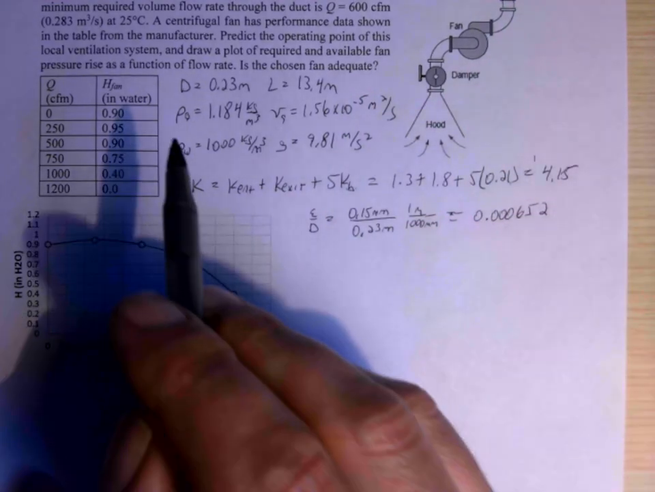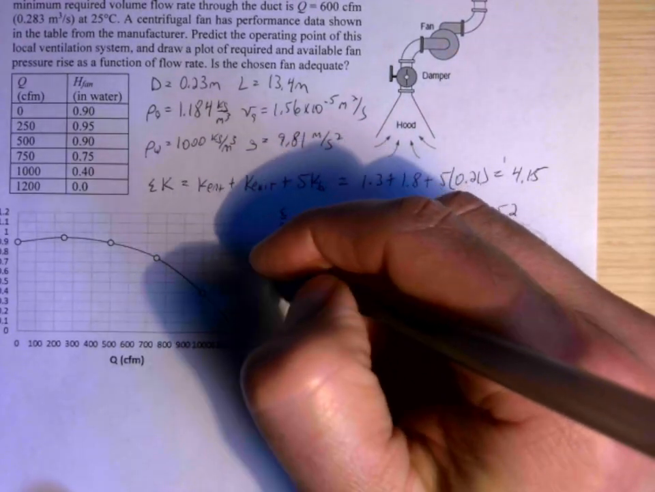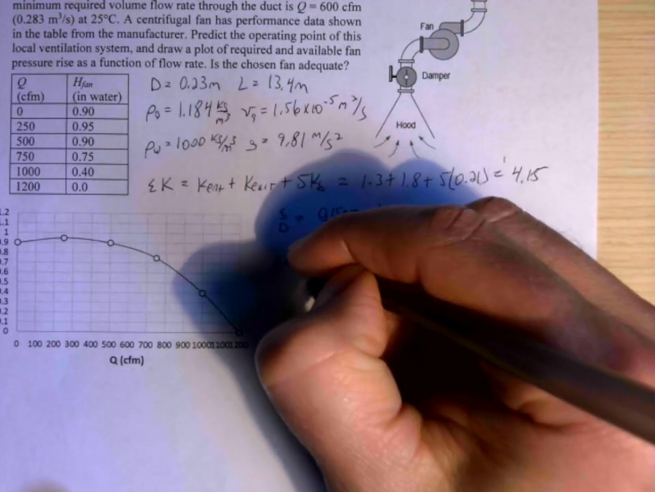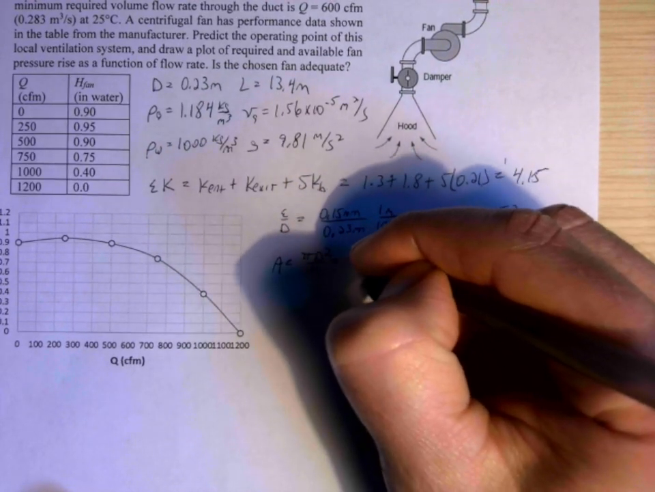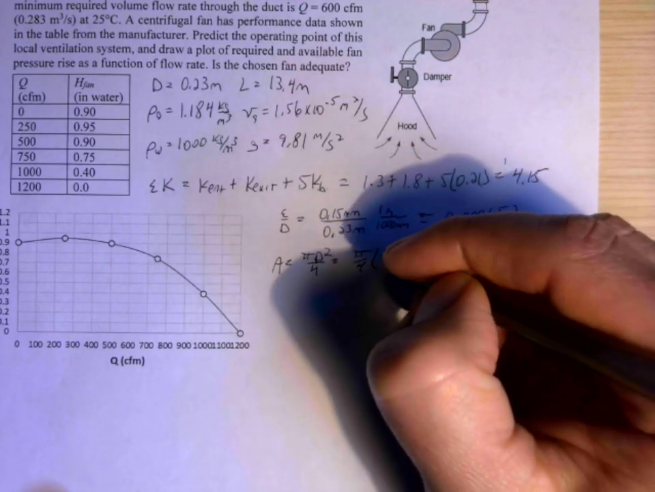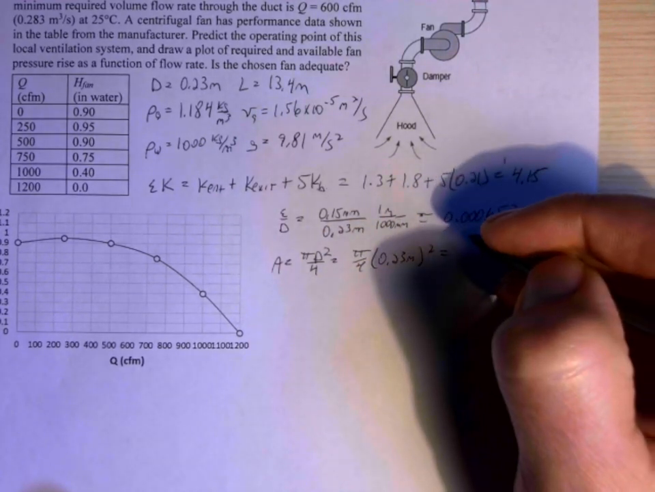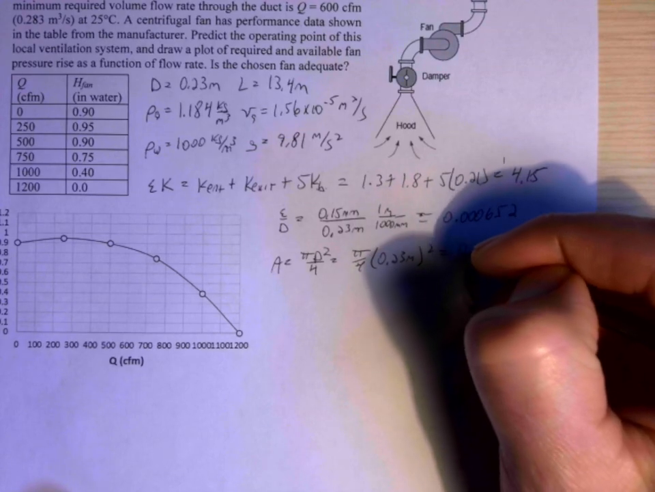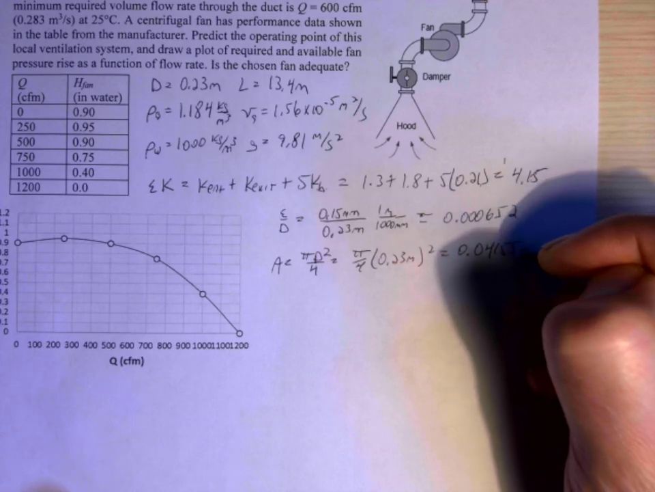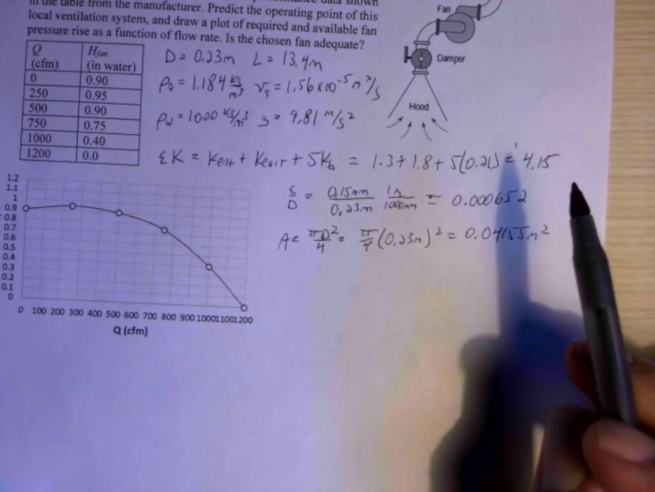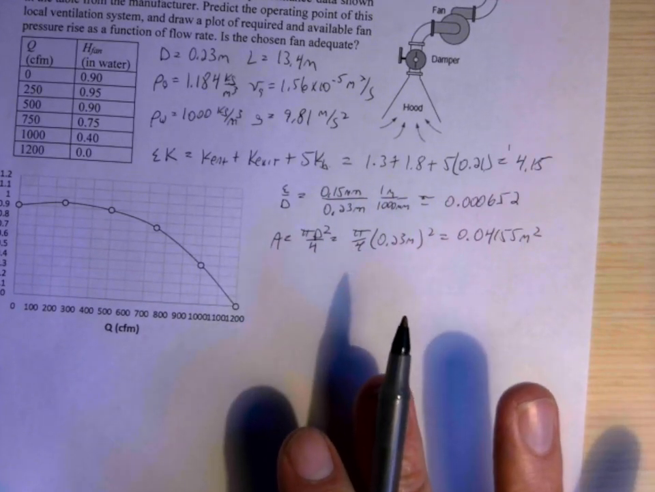Okay, and so we're also going to need the area. I went ahead and did that calculation separately here, so we know the diameter and the area will be the same every time. So area here is pi d squared over 4. So pi over 4 times the 0.23 meters squared gives me 0.04155 square meters. Okay, and that'll be the same. These things will all be the same for any flow rate that we look at.